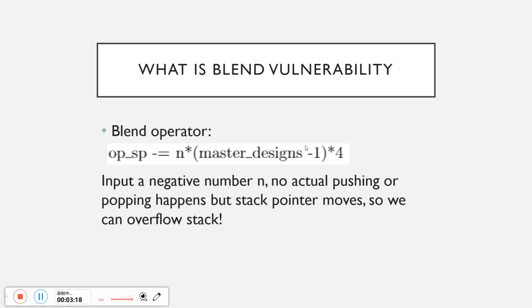The problem of this operator is that the designer only designs a check for the lower bound, but not for the upper bound. They think n can only be positive. However, if we input a negative number, the stack pointer will increase and overflow the upper bound, which leads to a big problem. Because of this, we can exploit this operator.